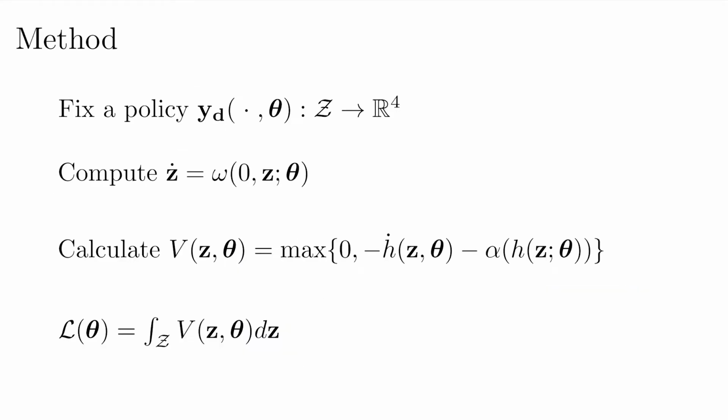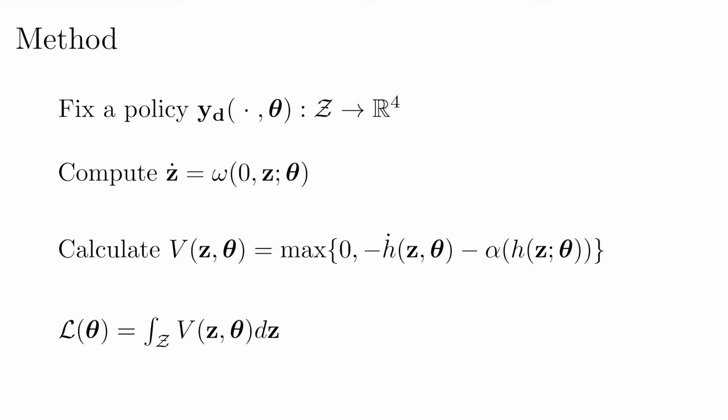An iteration of the learning process is as follows. First, fix a policy YD mapping from the zero dynamics space to the desired output space. In this work, this was taken to be a neural network with associated weights theta. For the first iteration, the weights were randomly sampled. Next, given the output, we can write down our zero dynamics z dot, which importantly are a function of the chosen weights. Let V denote the magnitude of the violation of the barrier inequality condition at a point z.